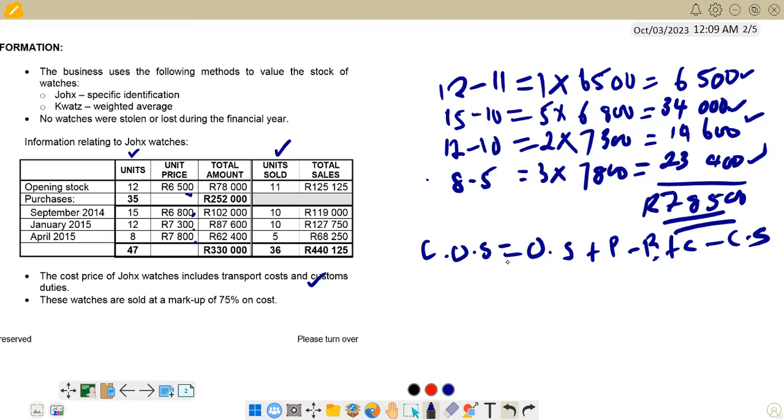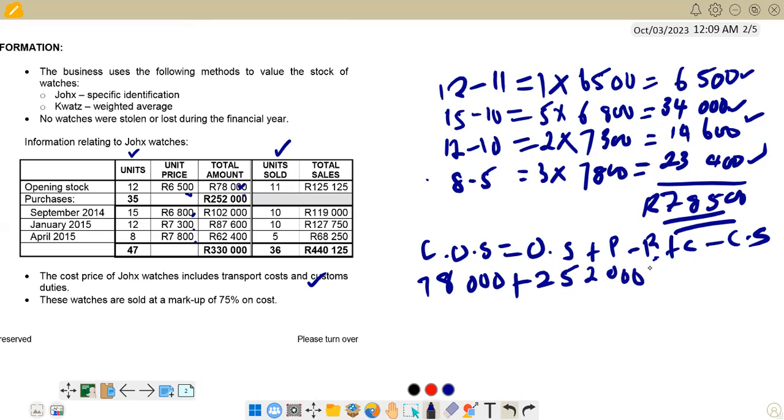So we have the opening stock. Let's now say opening stock, and the opening stock is here, which is 78,000. So we say 78,000, and then we add our purchases, and if we come here, you would see that 252,000 is our purchases. So we say 252,000.